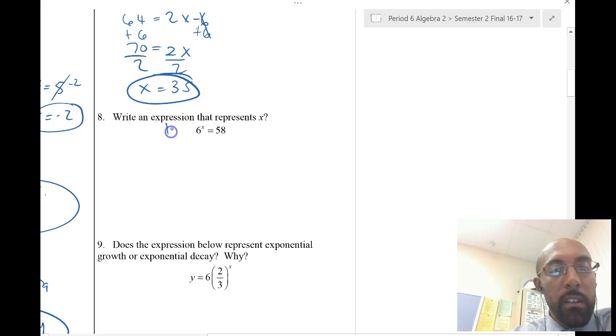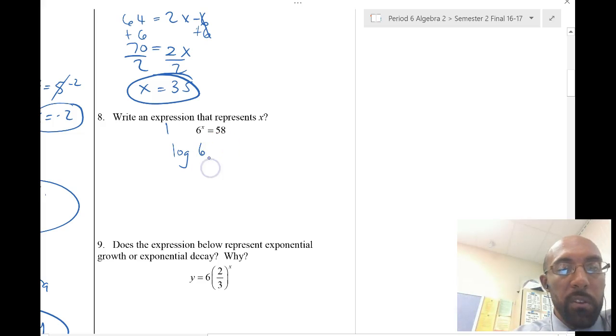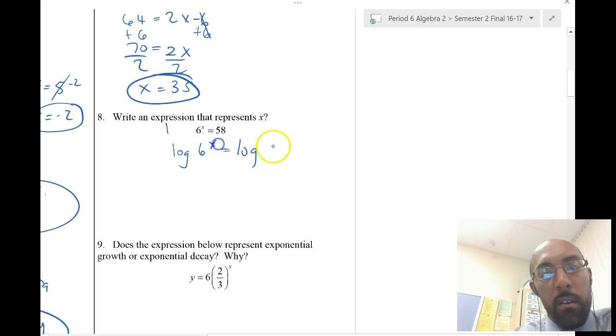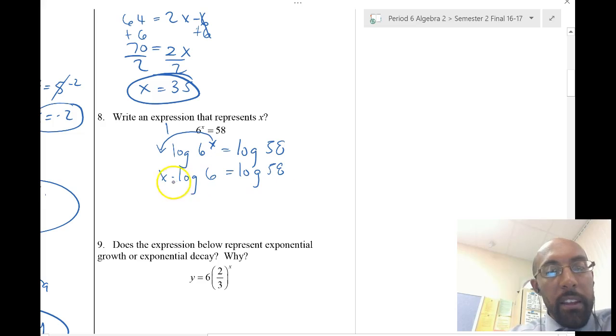So what you can do is log both sides. Oops, sorry, the x has to stay as an exponent. So I'm going to log 6^x and then log 58. You notice I didn't have to write a base here. You don't have to, unless it already has a base written. And remember the exponents, I can move them to the front, and you'll want to do that. And so now I have x times log 6 equals log 58. And then to isolate x, I just divide by log 6 on this side, and that cancels it.